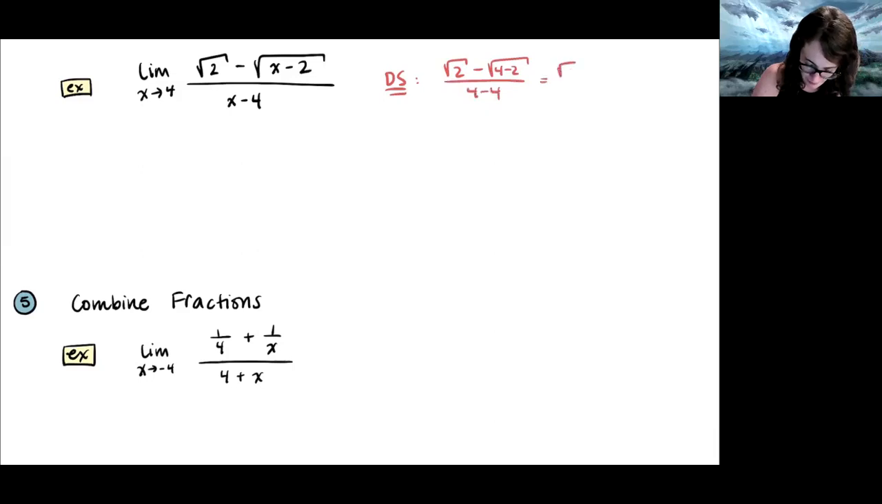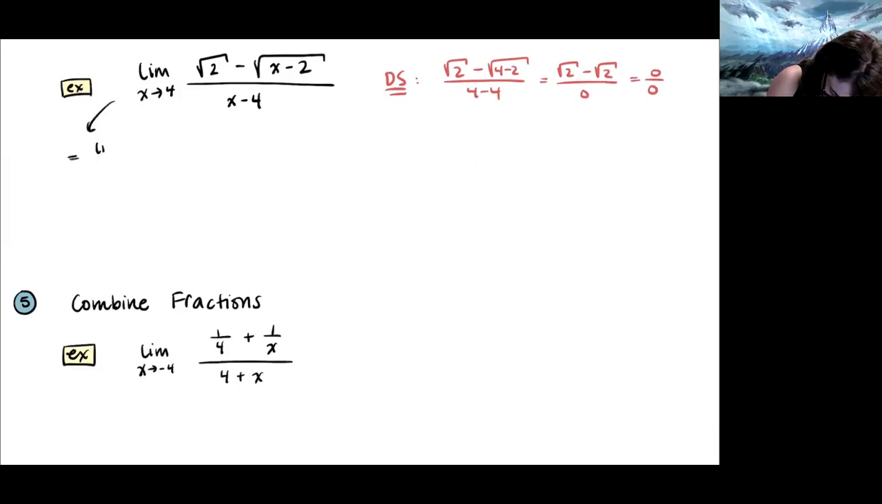Okay, up top we have the square root of 2 minus, that'll be the square root of 2. Of course, we have 0 on the bottom. Okay, 0 over 0. So do more work. There's a hole in the graph. Okay, the work to do here is, of course, rationalizing. So we're going to multiply by the conjugate.